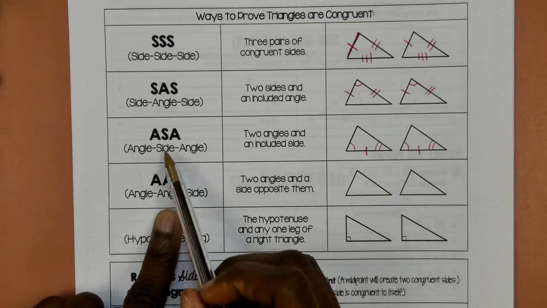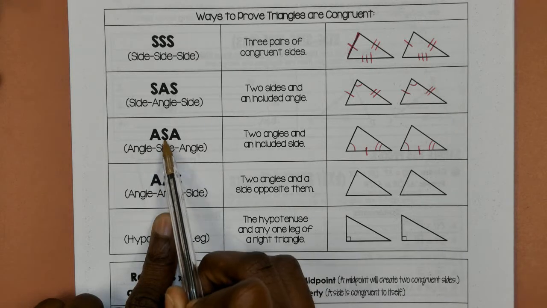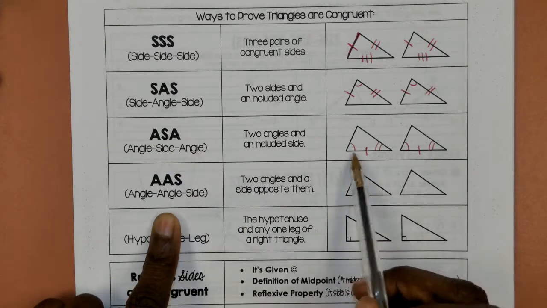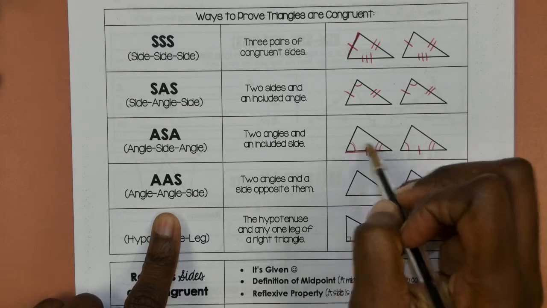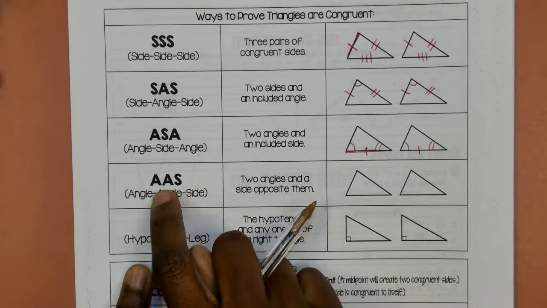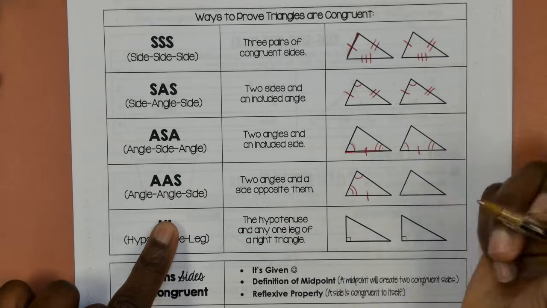Angle, angle, side is very similar, so they have the same amount of A's, the same amount of S's, but the difference is that in the previous one, the side is touching both of the angles that are congruent. The side that's congruent is actually bordering both angles. And in this one, the side that's congruent is only bordering one of the angles. So you're going to have angle, angle, side.